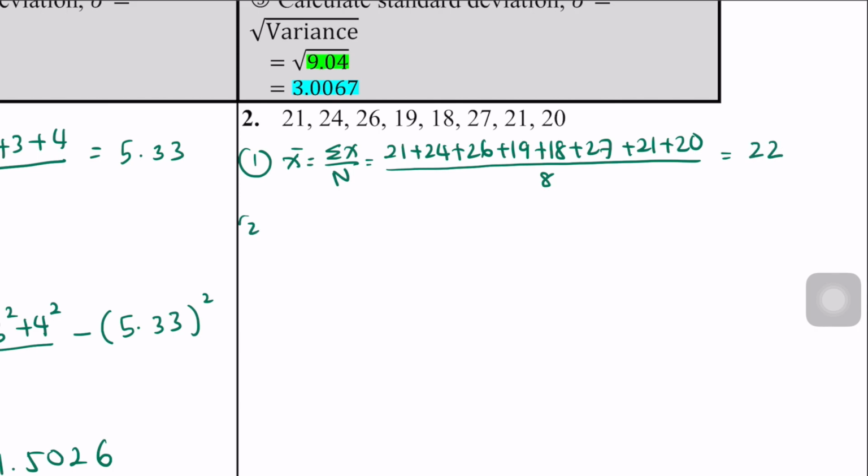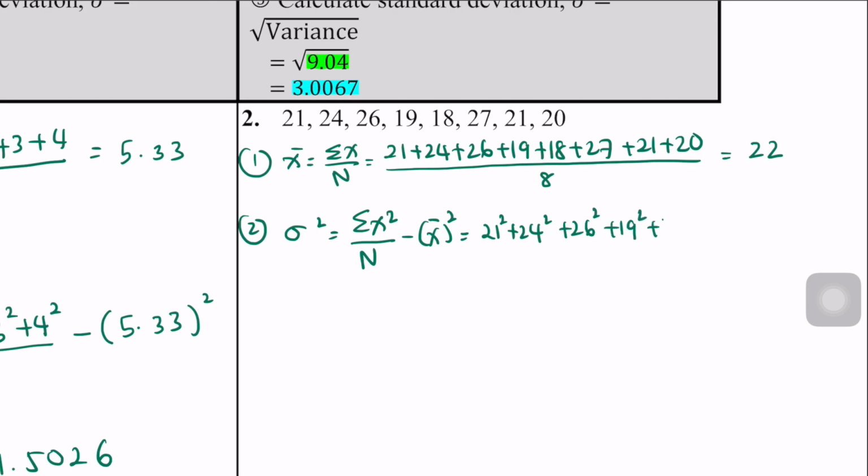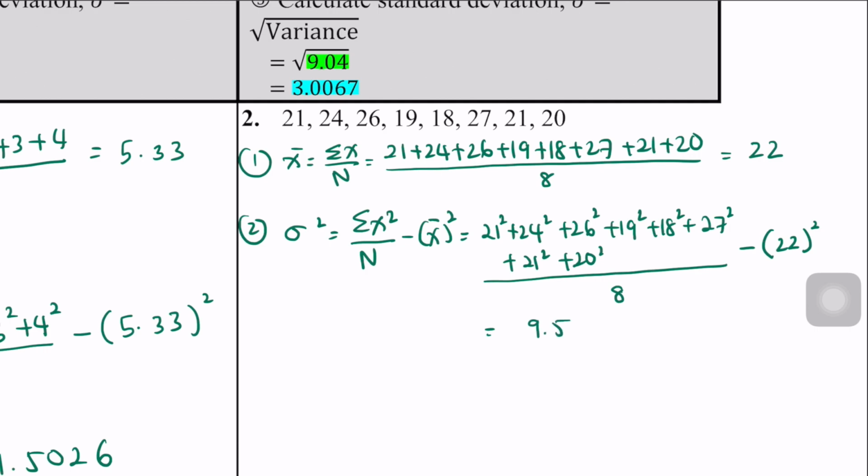Next, calculate the variance. Sigma square is summation of x square divided by n, minus mean square. So we have 21 square plus 24 square plus 26 square plus 19 square plus 18 square plus 27 square plus 21 square plus 20 square, divided by 8, minus the mean 22 square. Press your calculator carefully. So your answer is 9.5.